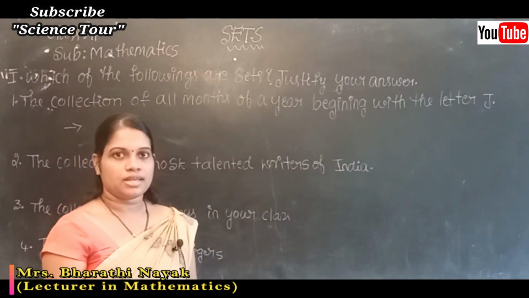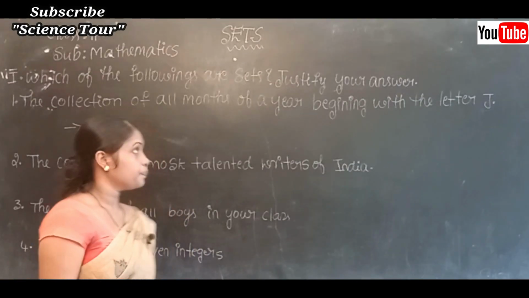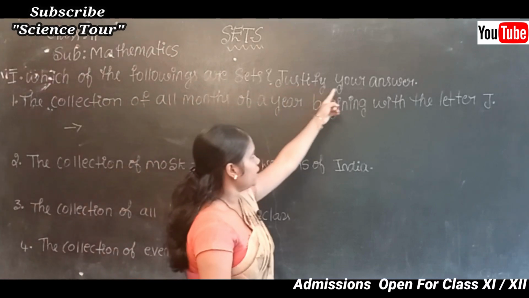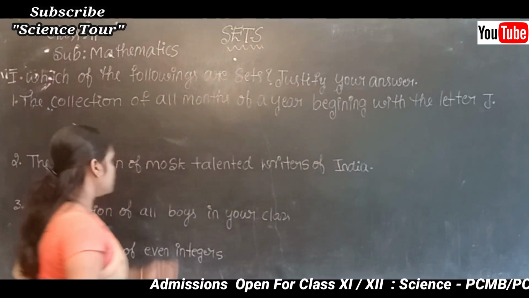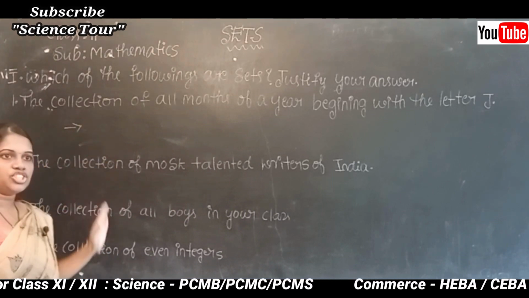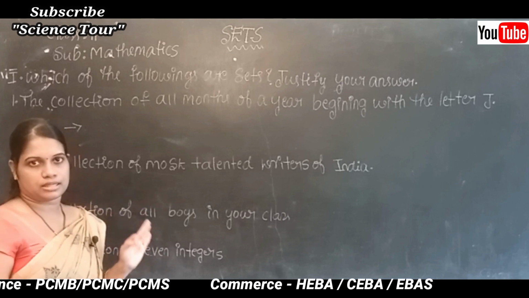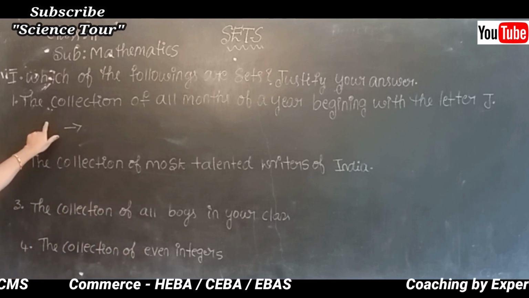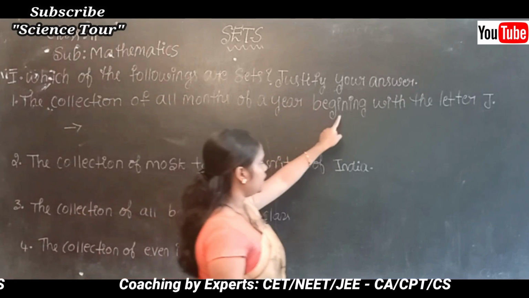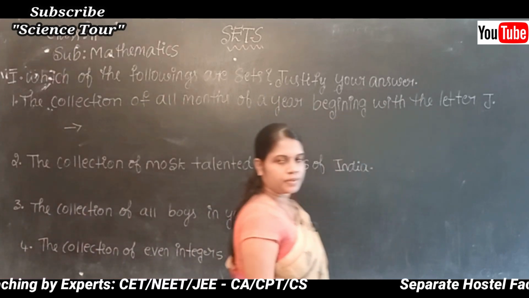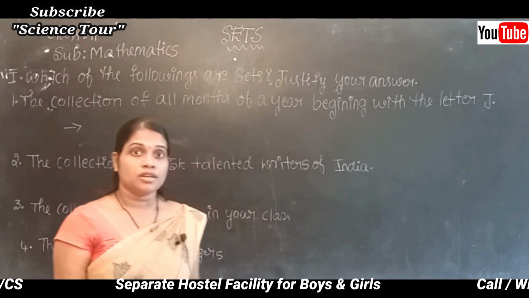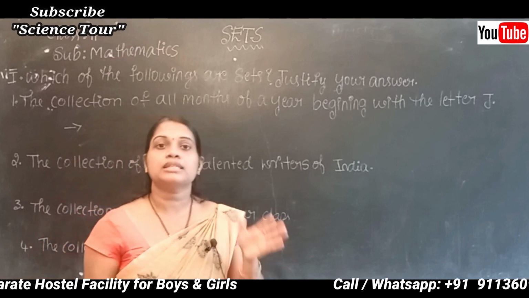So next we will take some questions. Which of the following are sets? Justify your answer. There are 4 examples they have given. Among these 4 examples, which are the examples for sets? The first question is: the collection of all months of a year beginning with the letter J. You have to collect the months of a year which begin with the letter J.